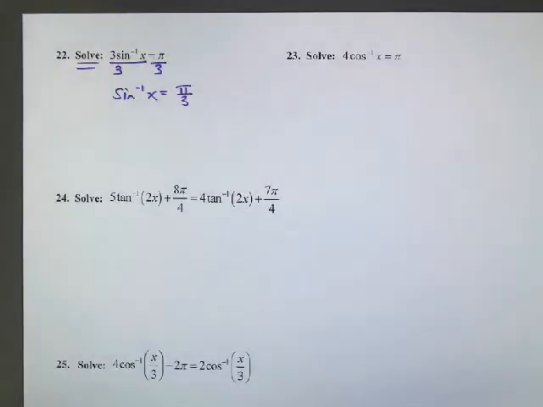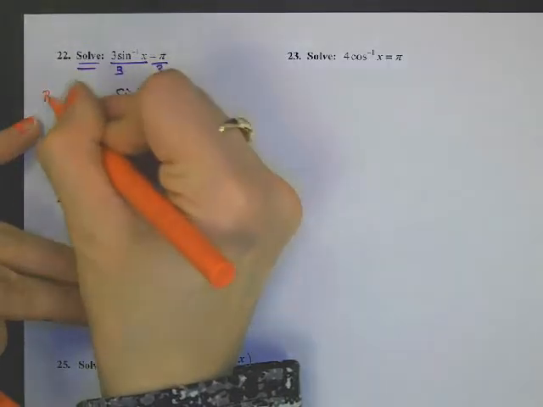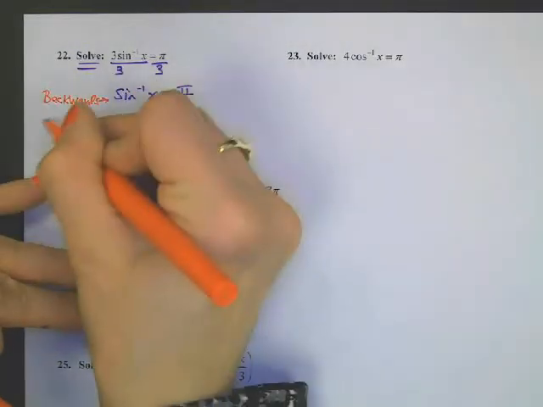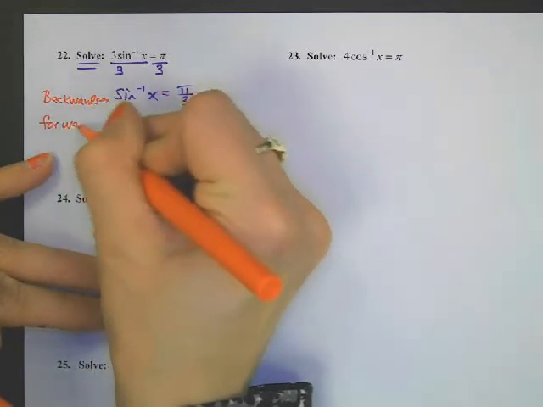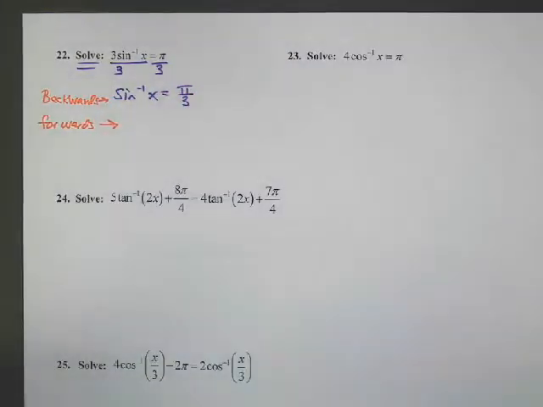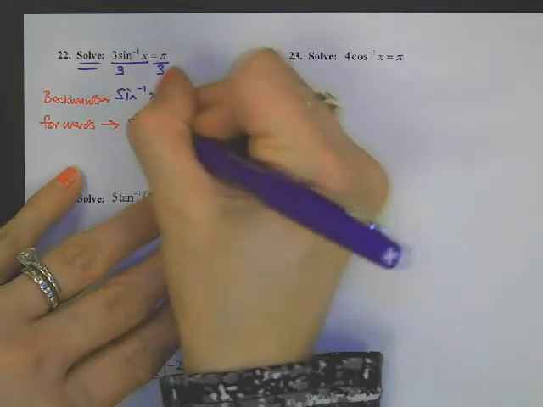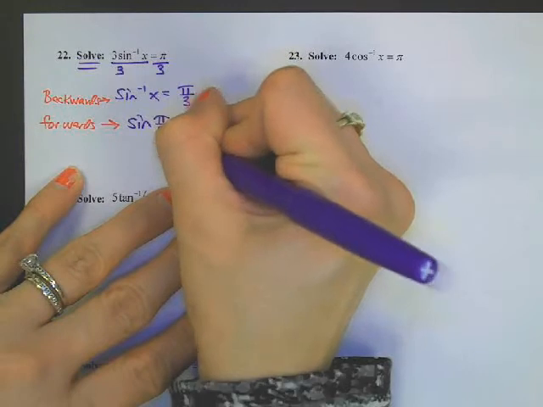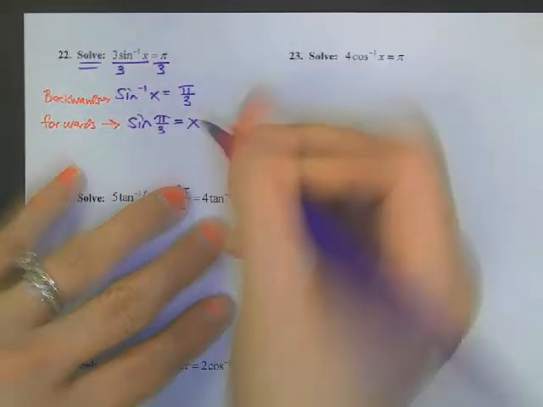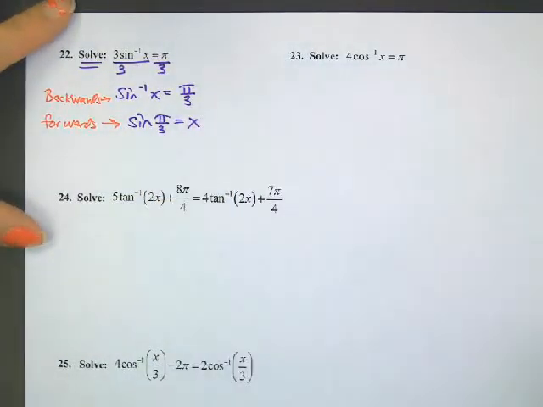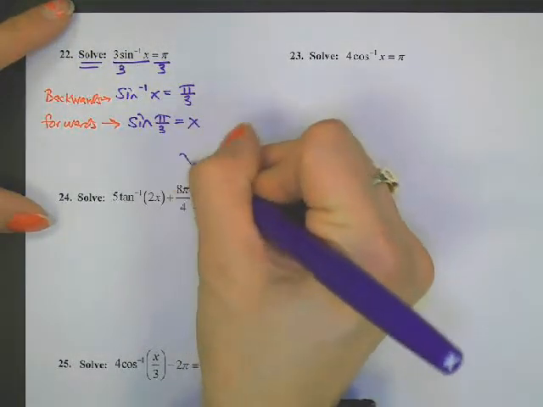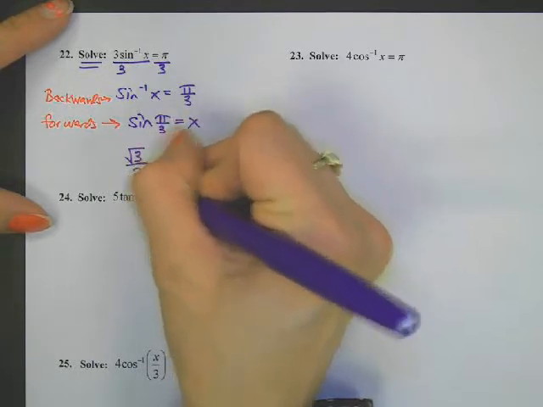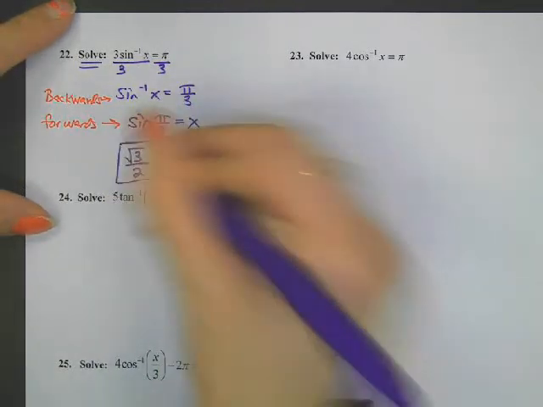Okay, and remember what I said? We're going to consider that backwards. Backwards meaning an inverse equation. Let's go ahead and write this forwards. Let's write a sine problem. Sine of what angle? Pi over 3 equals x. So you have to switch those around. Now, if you just tell me what sine of pi over 3 is, we'll have our answer. Radical 3 over 2. Okay, so this is how we're going to solve some equations.